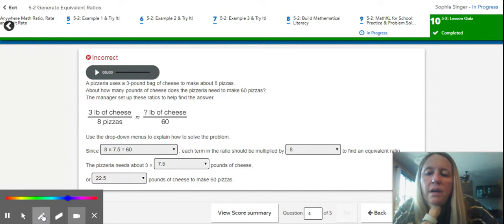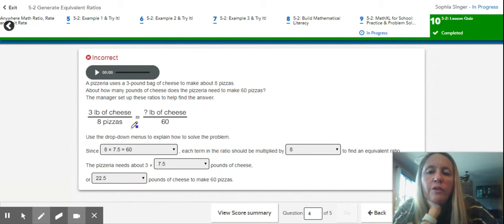Number 4, you got some of these right. So we have the pizzeria. It's using 3 pounds of cheese for 8 pizzas. How many pounds of cheese for 60 pizzas? You found that 8 into 60 is 7.5. So that's correct. That means this was multiplied by 7.5.